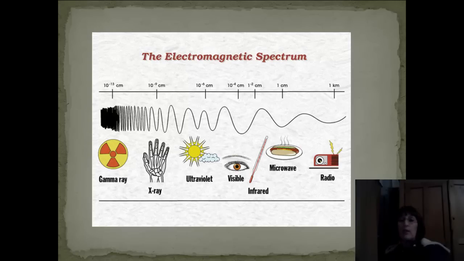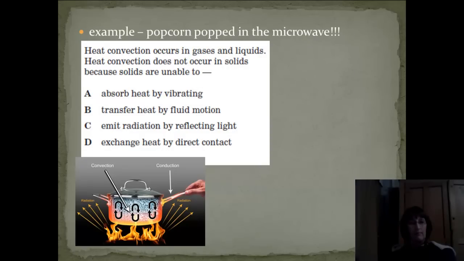It's running through and showing how long the waves are. Radio waves are really long, low energy waves, all the way up to gamma rays, which are shorter waves or rays and much higher in energy. An example would be popcorn that's popped in the microwave. That's an example of radiant energy.